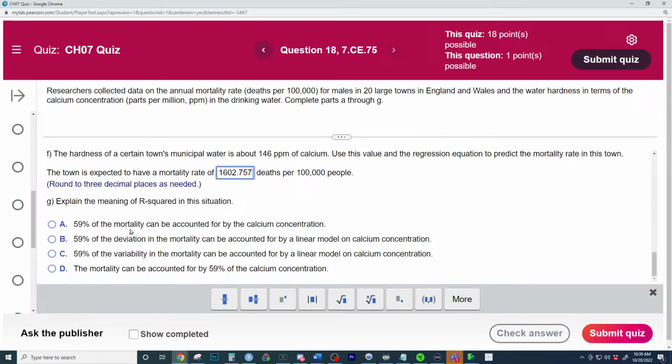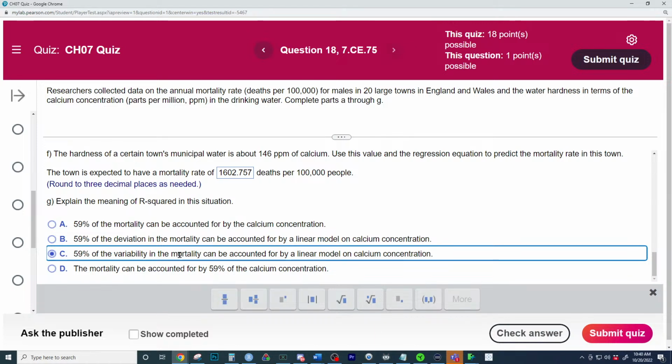Explain the meaning of the R squared. So it's 59% of the variation in mortality. I think this one right here: 59% of the variability in mortality can be accounted for by a linear model on calcium concentration. Exactly. So it's blank percent of the variation in Y explained by the variation in X.